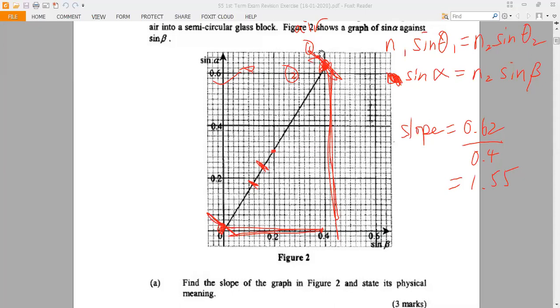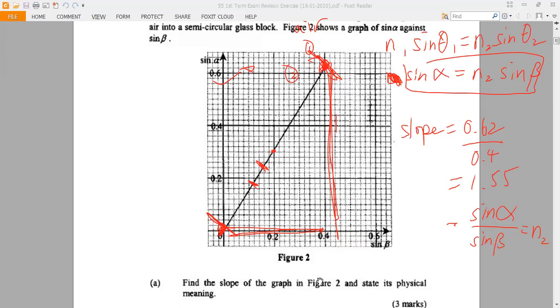Now, so the slope is basically the height divided by width, and since it's across the origin, it's also equal to sine alpha divided by sine beta. And according to this equation, it's simply equal to n2, which is the refractive index of the glass block. It's okay? So this is how the question is asking. We should be able to find out the relationship by using the equation here. At least you can write down this equation first and substitute the values, right?